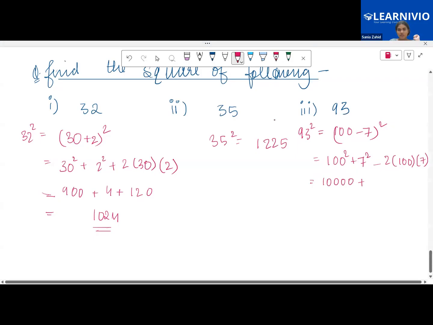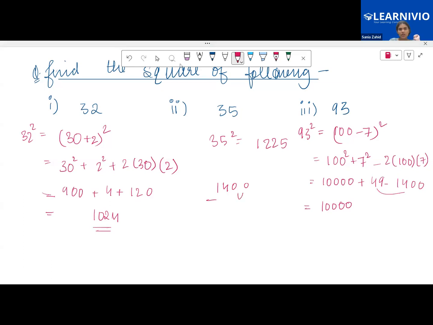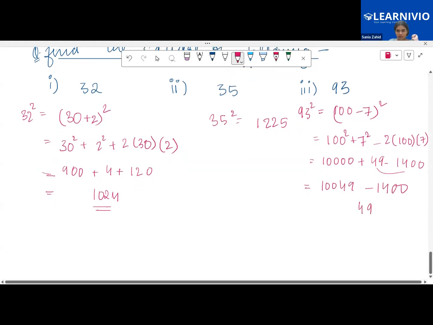Okay, so 100 square is 10000, plus 49, minus 1400. So what you'll do? Let's first solve this part. 10000 plus 49 minus 1400. What is it equal to? Let's do it that way. Just add it directly and then subtract 1400. So you get 49 and 100 minus 14 will be 86. So 8649 will be your answer.